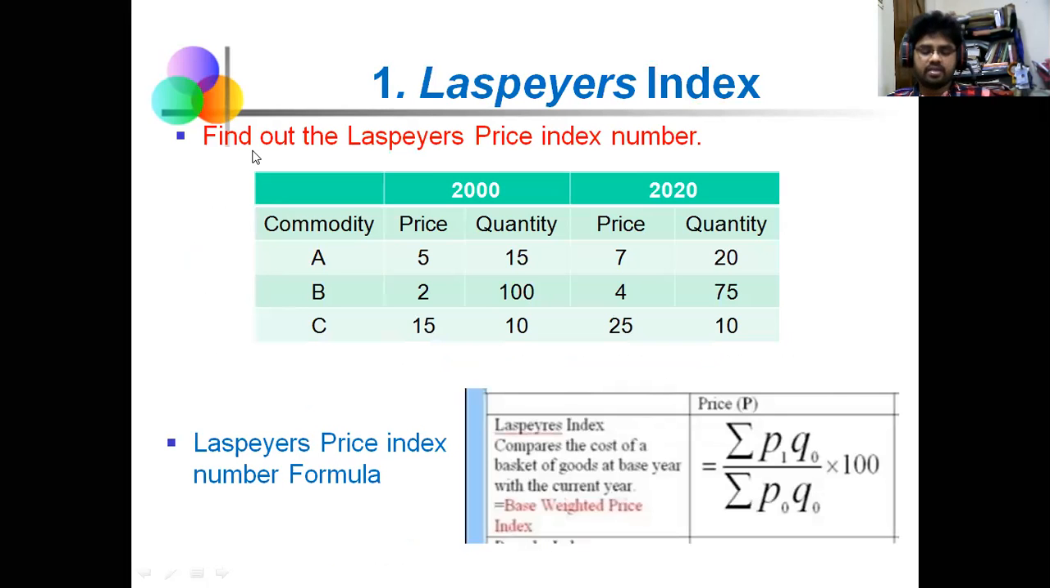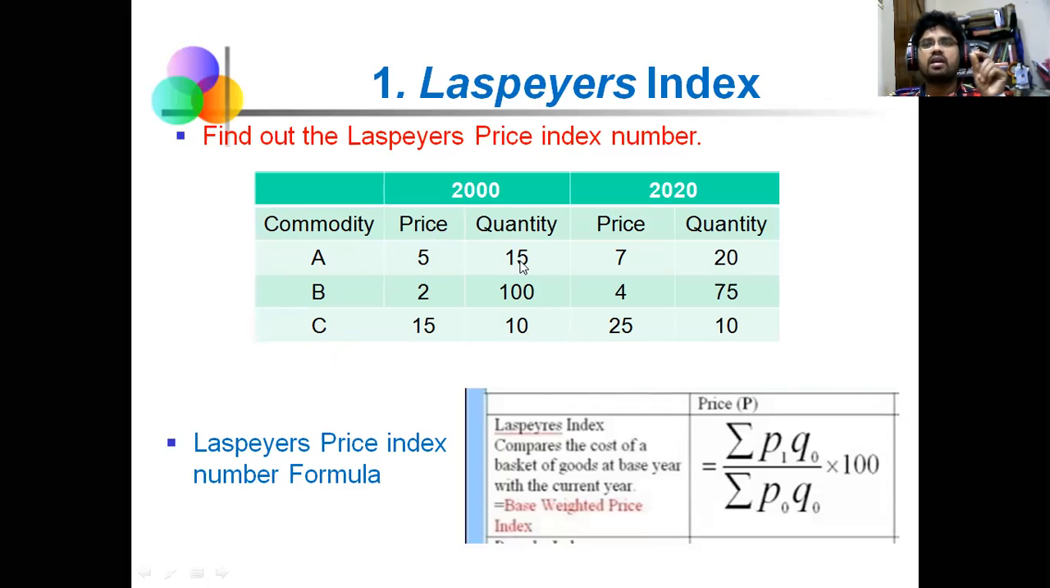For example, in your final exam, this is a very important question. They will ask you to find the Laspeyer price index number. They will give the data like this: commodities A, B, C, D. It may be a car or fuel or vegetables, or other commodities. For example, A for apple, B for bat. They will mention the years also, say 2000 and 2020. In 2000, the price of commodity A is 5 rupees, and you purchased 15, for example.